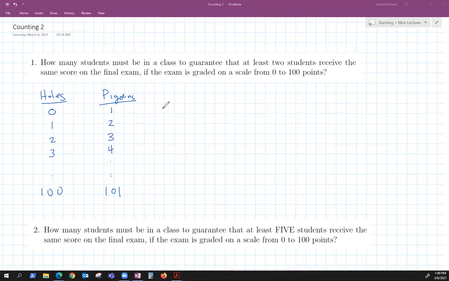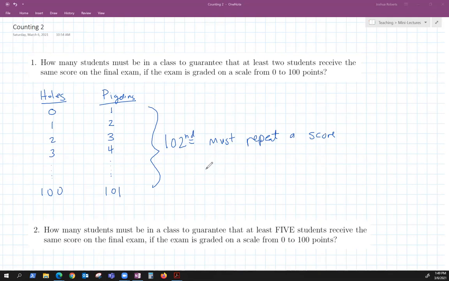But as soon as we go to the 102nd person, that has to be a repeat. That must repeat a score. This is the same idea that we did with the first letters of the first names. The 102nd person has to repeat one of those first scores.